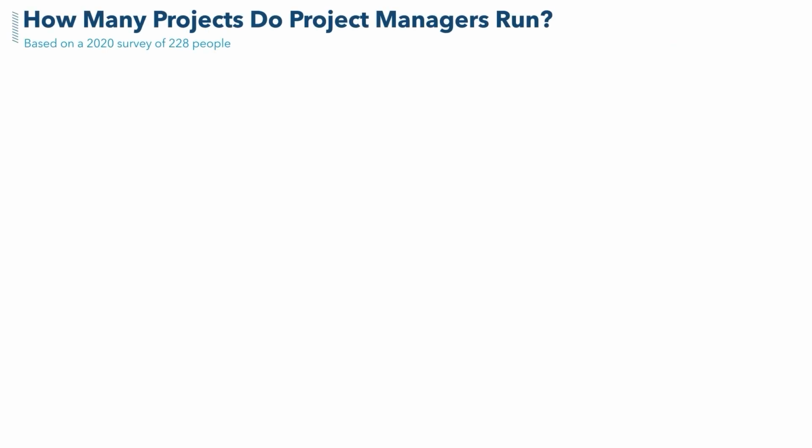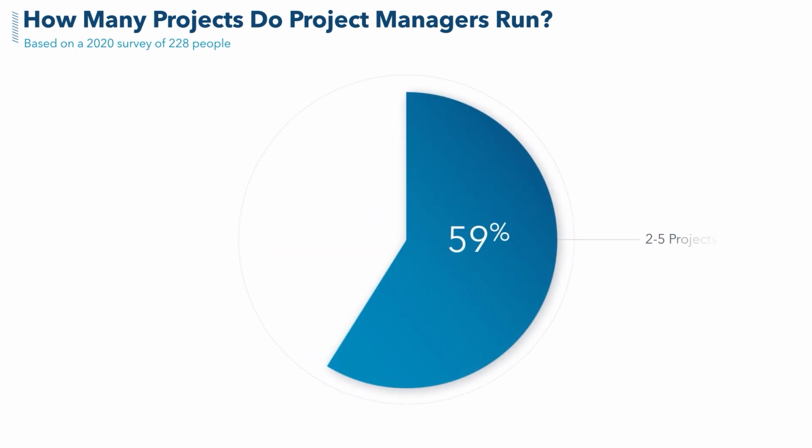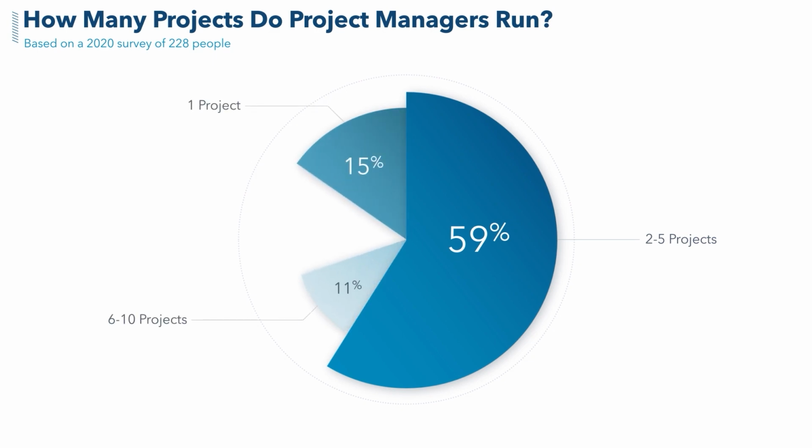How many projects do project managers run at a time? Based on a Project Management 2020 survey of 228 people, it shows that most project managers lead 2 to 5 projects simultaneously, reiterating the IBM study's conclusion. Then 15% manage only 1 project. 11% run 6 to 10 projects, while another 15% conduct more than 10 projects.